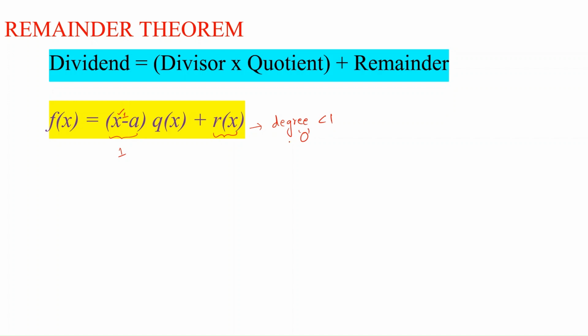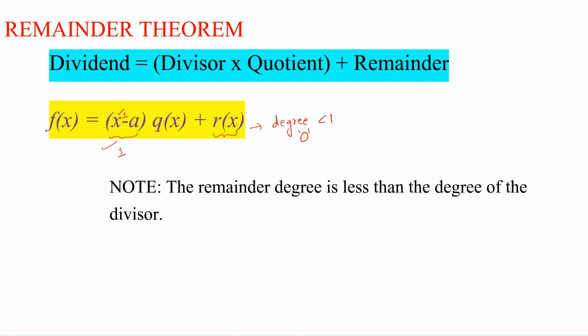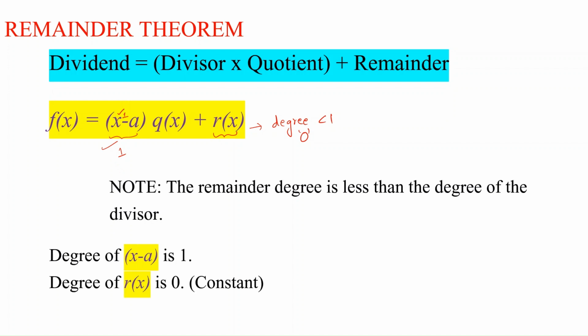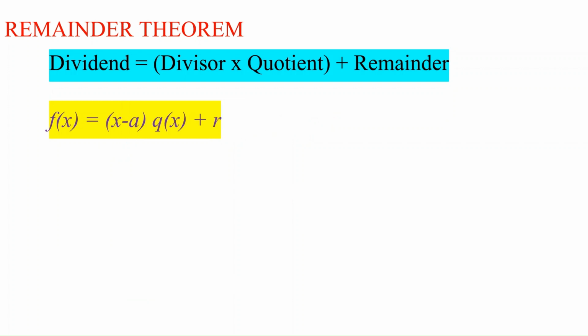Degree 0 means it's a constant. For this particular case, when we perform the division, remainder would be a constant and it can be written as r instead of writing it as r of x. R of x means remainder in terms of x. For a constant, we will not have any variable, so r of x can be written as a constant. So this remainder can be 0 or any other numerical value, but it will not have the variable x.